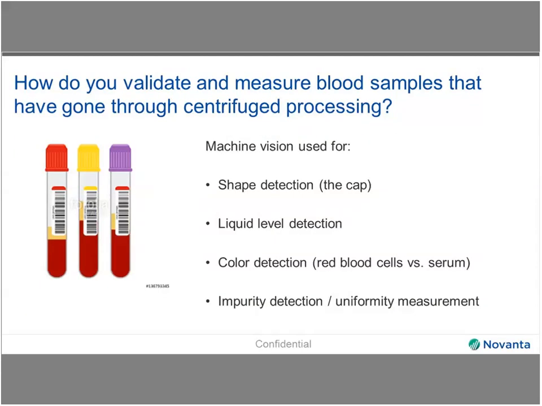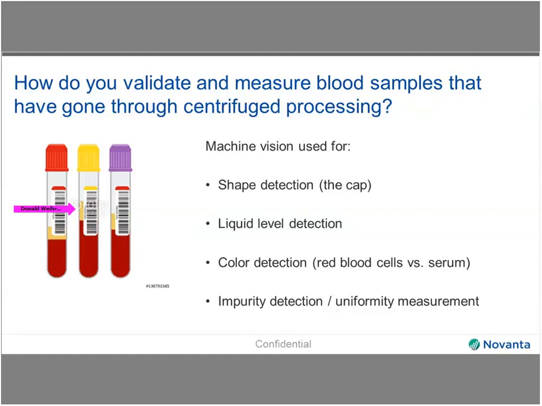And again, more in the detail of how you validate and measure blood samples that have gone through centrifuge processing. The specific machine processing that we are using in this mission includes shape detection, that would be cap shape, and can also include cap color, liquid level assessment, and this is basically to ascertain the level between blood cells and blood serum, and of course the test tube.